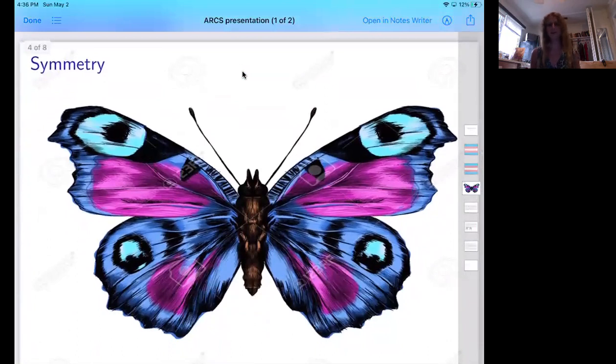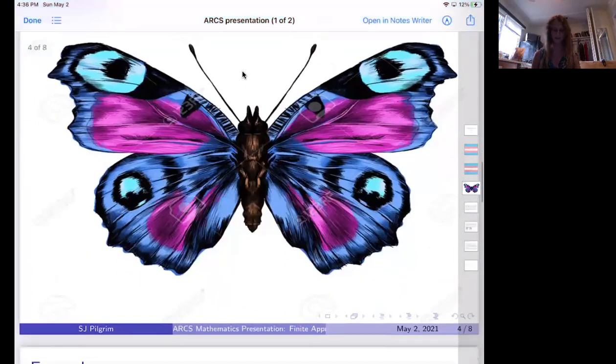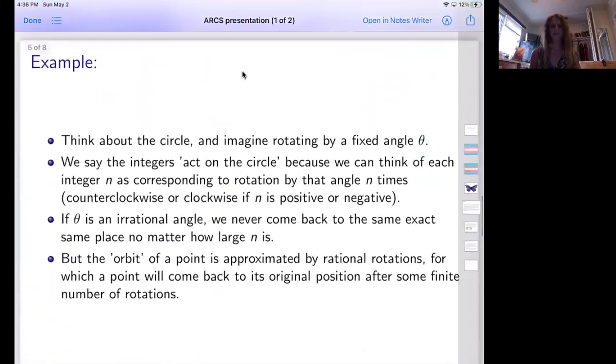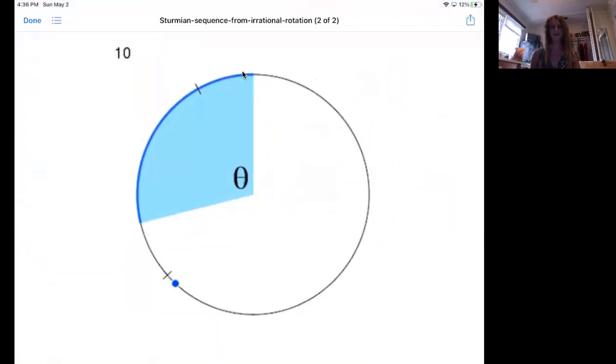Symmetry is a fundamental concept in mathematics, and one way to talk about symmetry is through the language of groups and group actions. So to give a nice accessible example, let's think about the circle and imagine rotating by a fixed angle theta. We say the integers act on the circle because we can think of each integer n as corresponding to rotation by that angle n times. If theta happens to be irrational, then we never come back to the same exact place no matter how large n is, but that rotation is approximated by a rational rotation that will come back to where it started after finitely many applications. Let's just see an illustration of that irrational rotation.